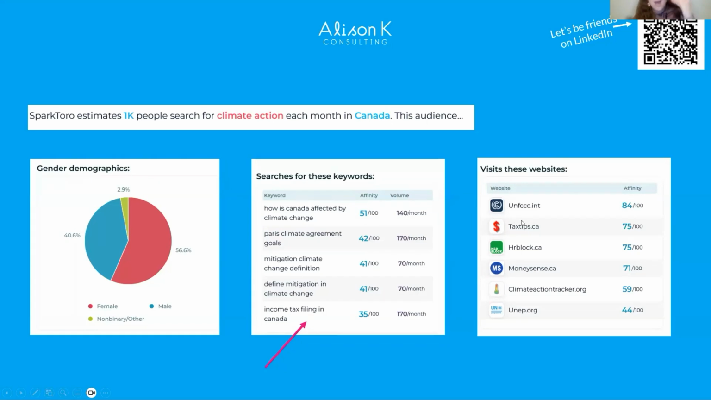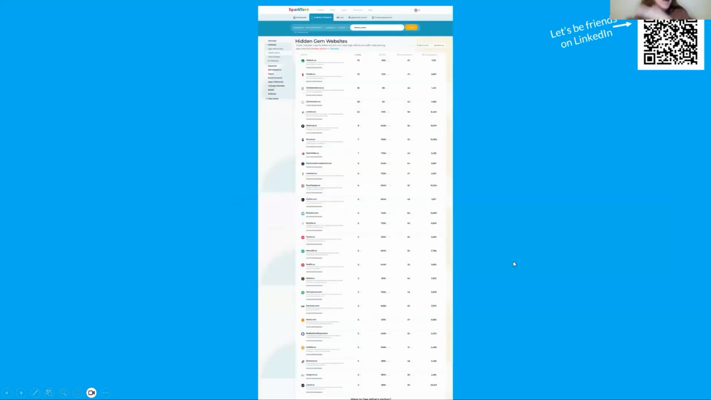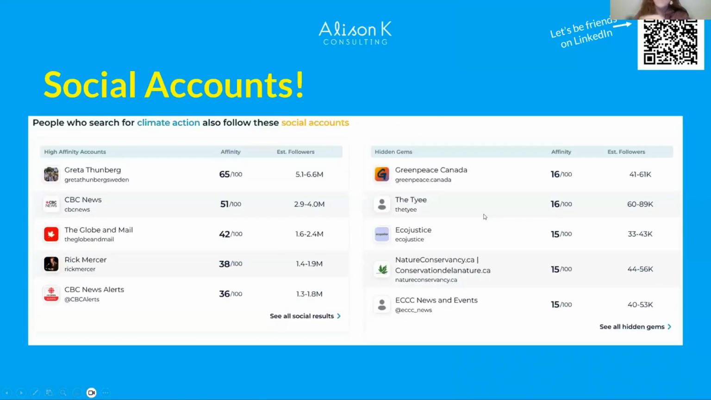It also can show you the websites that they visit. And you might say, well, Alison, it's obvious if they're into this that they would look at Climate Action Tracker, but I didn't give you the whole version. This is everything I got with the free version. There's a lot of information, such as what social accounts they follow. You start following those accounts, and you figure out what content is really engaging with that audience. And you can do the same, or maybe collaborate.